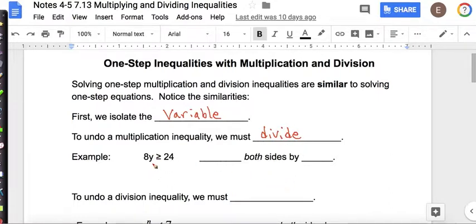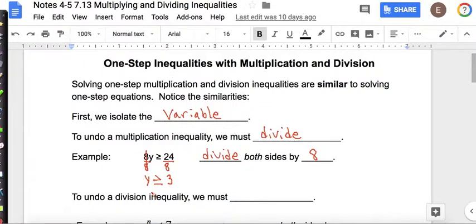So look at our first example. 8y is greater than or equal to 24. We have a multiplication equation, so we're going to divide both sides by the number in front of the variable, which is 8. Essentially here we are using the division property of equality because we're dividing both sides by 8. So 8 divided by 8 is a 1 in disguise. Bring down your y, bring down your symbol, and 24 divided by 8 is 3.